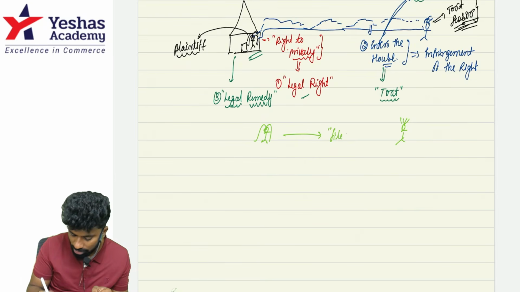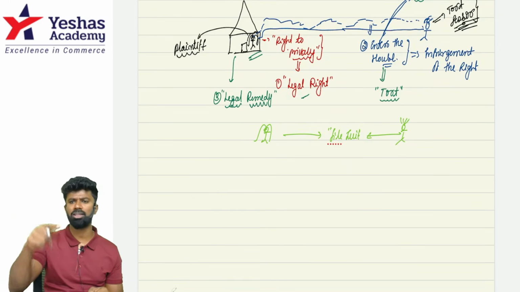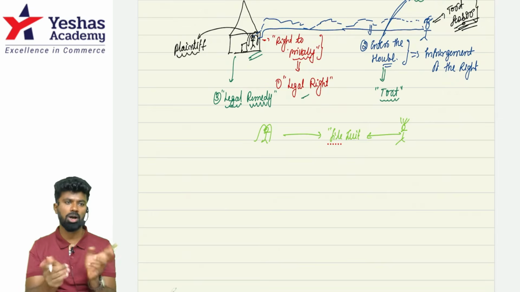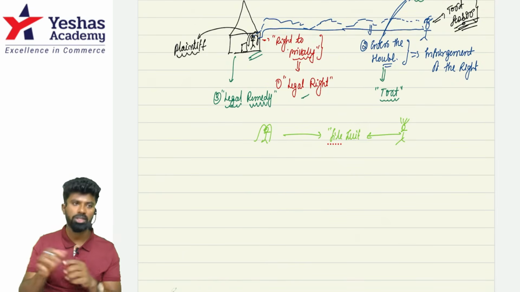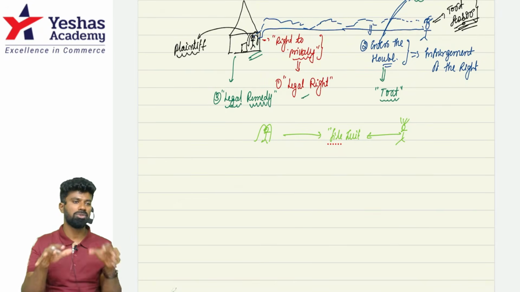She can file a case. Can she file a criminal complaint or a civil case? If it is a criminal trespass, she can also file a complaint in the court. Both options are available. So it can be a criminal wrong as well as a civil wrong. Now we are only discussing the civil wrong.